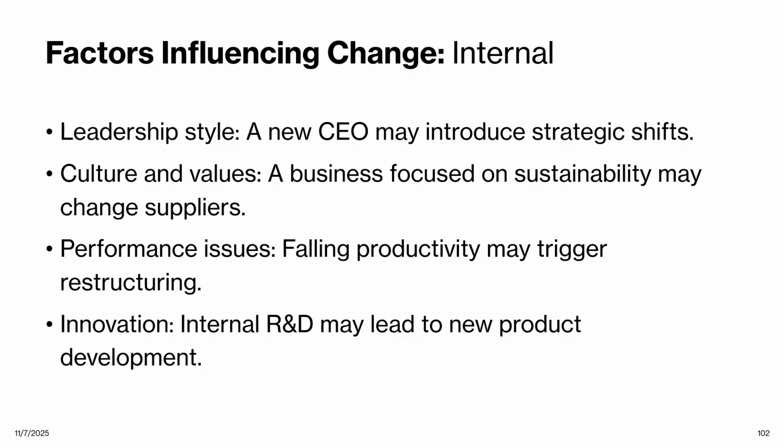So the internal factors influencing change start with leadership styles. A new CEO might introduce strategic shifts. And we also have culture and values. A business, for instance, may be focused on sustainability, so this means it may have to change its suppliers. The performance issues, such as prevailing low productivity, may trigger restructuring. Innovation, so internal R&D may lead to new product development.